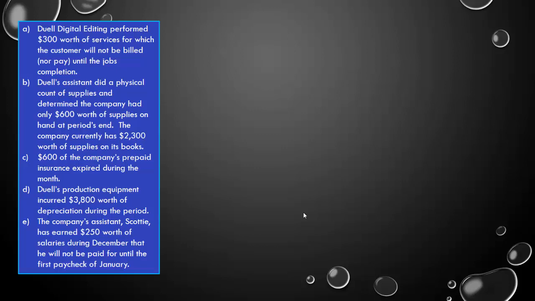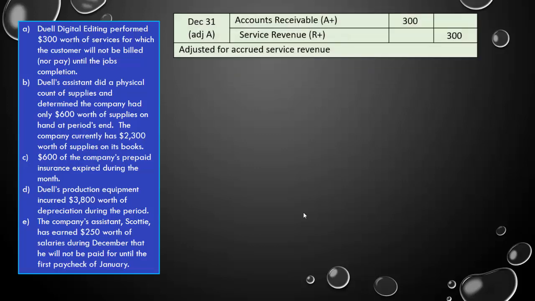In the first one, we performed $300 worth of services for which the customer will not be billed nor pay until the job's completion. What is the adjusting entry for that? Well, it's a debit to accounts receivable, because even if we stop working on this job, we're still going to make them pay us for what we have done so far. And since we're going to make them pay us, we can put it into our receivables because they owe it to us at this time.